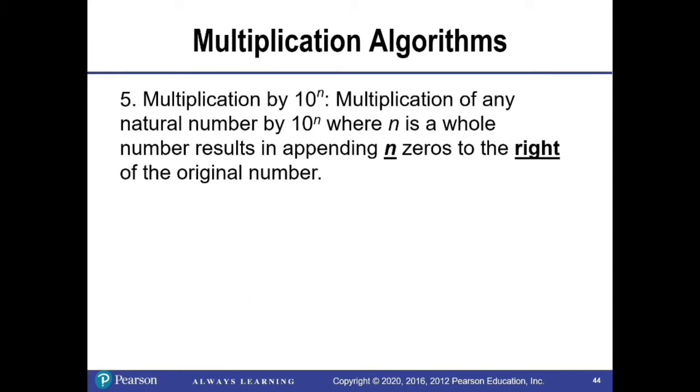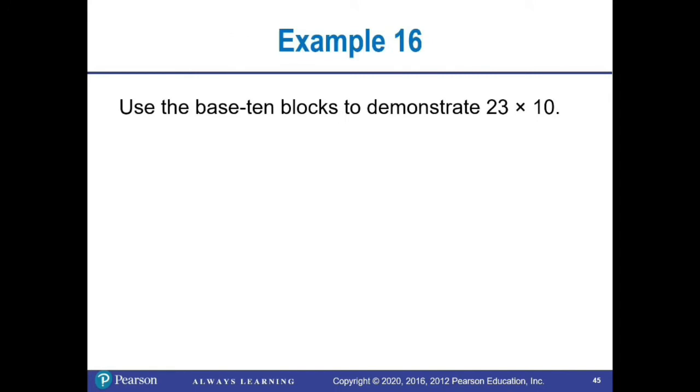Our fifth algorithm is we look at what happens when we multiply by 10 to some power. And you'll notice here that we add in zeros. So n is our power, and we add in zeros to the right of the original number. Well, here's kind of why this works, and then we'll look at how it works.